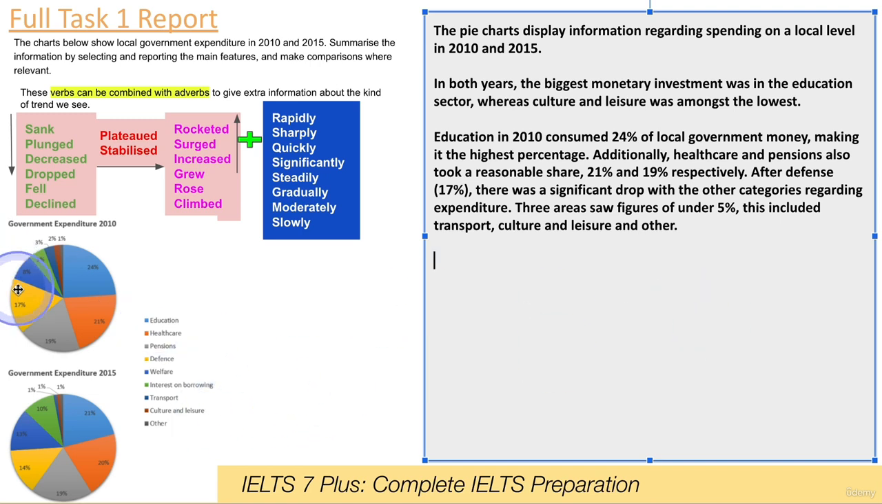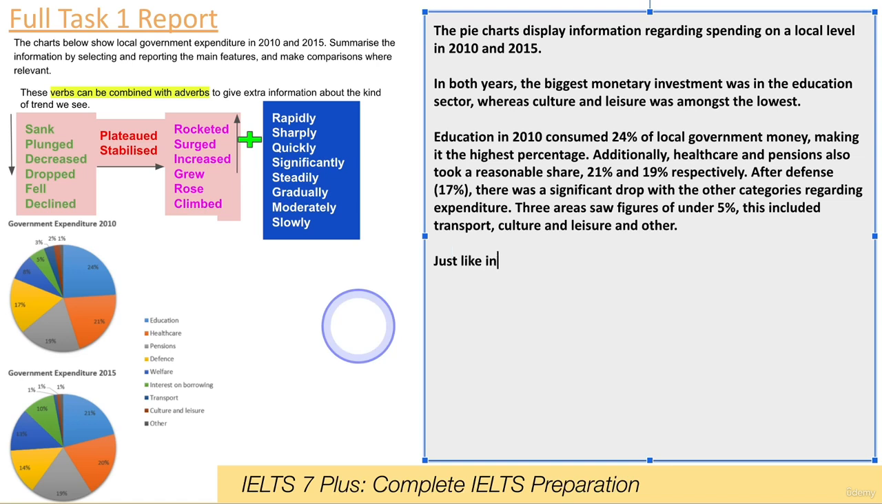Okay, so we've not reported on every single part of the pie chart, just the main parts, and for some of it we haven't even been specific. We've grouped them together, so that's a good tactic there as well. Right, so let's go into 2015 and we can make comparisons here.